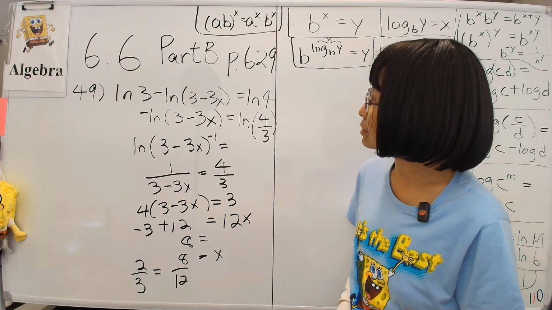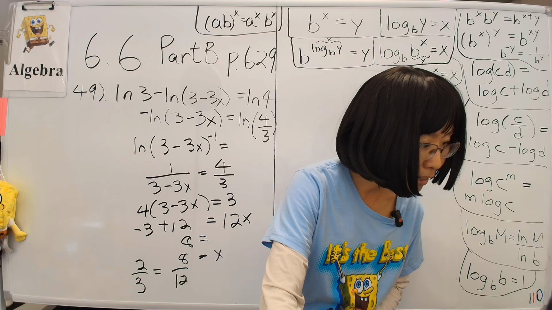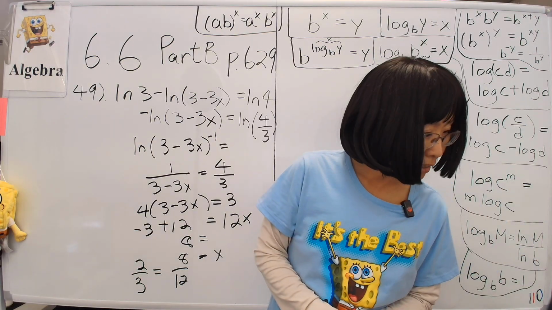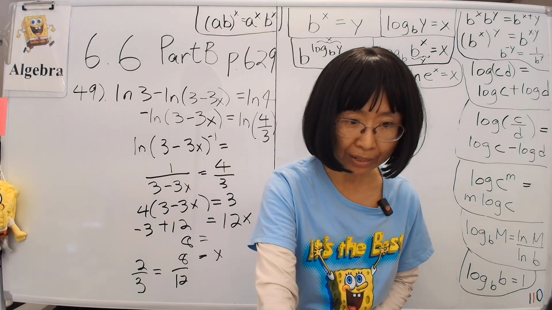And what problem is that? 49. All right, let me check with the answer at the back of the book. No, the answer is wrong. Let me check to see where I made a mistake. I probably messed up somewhere.